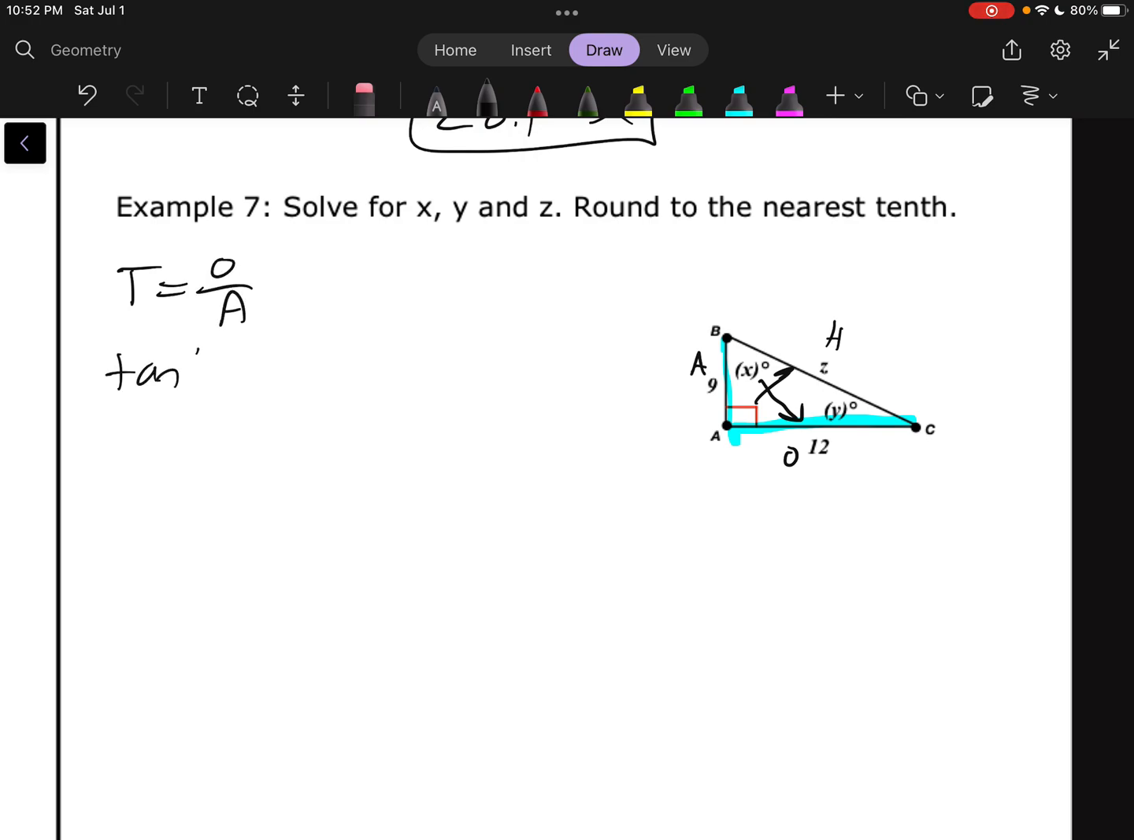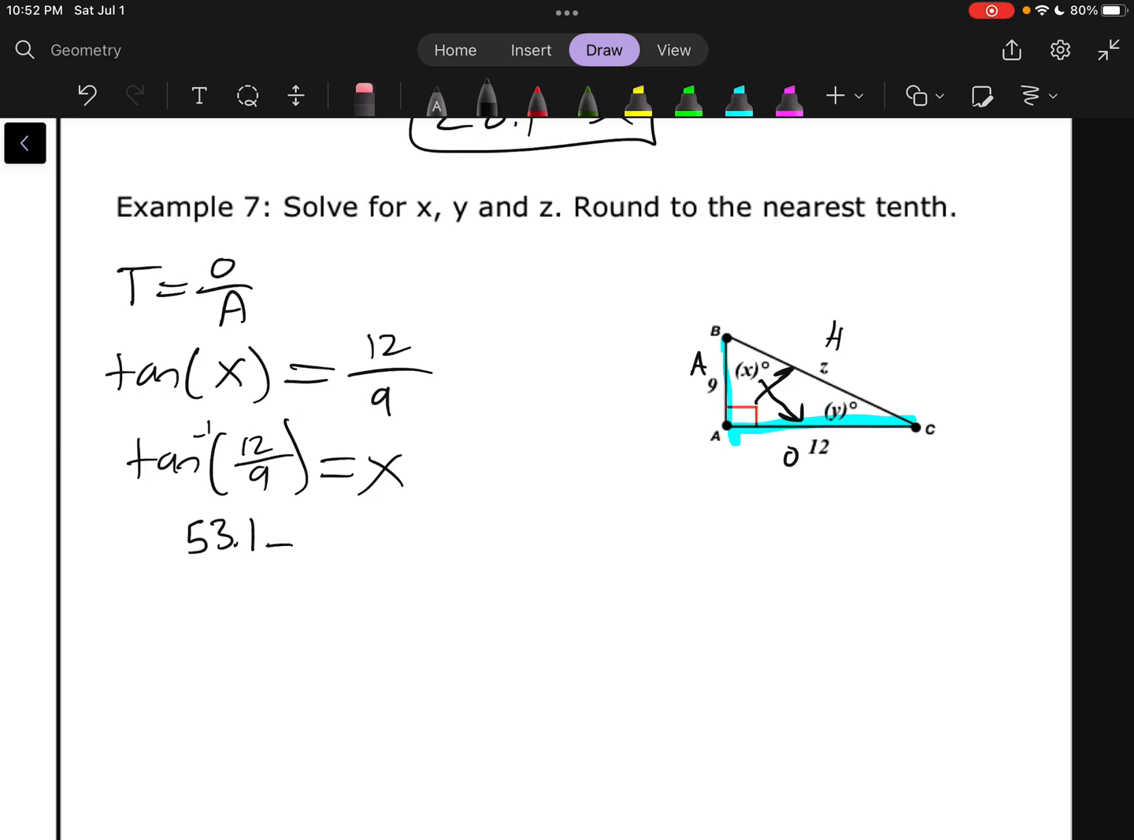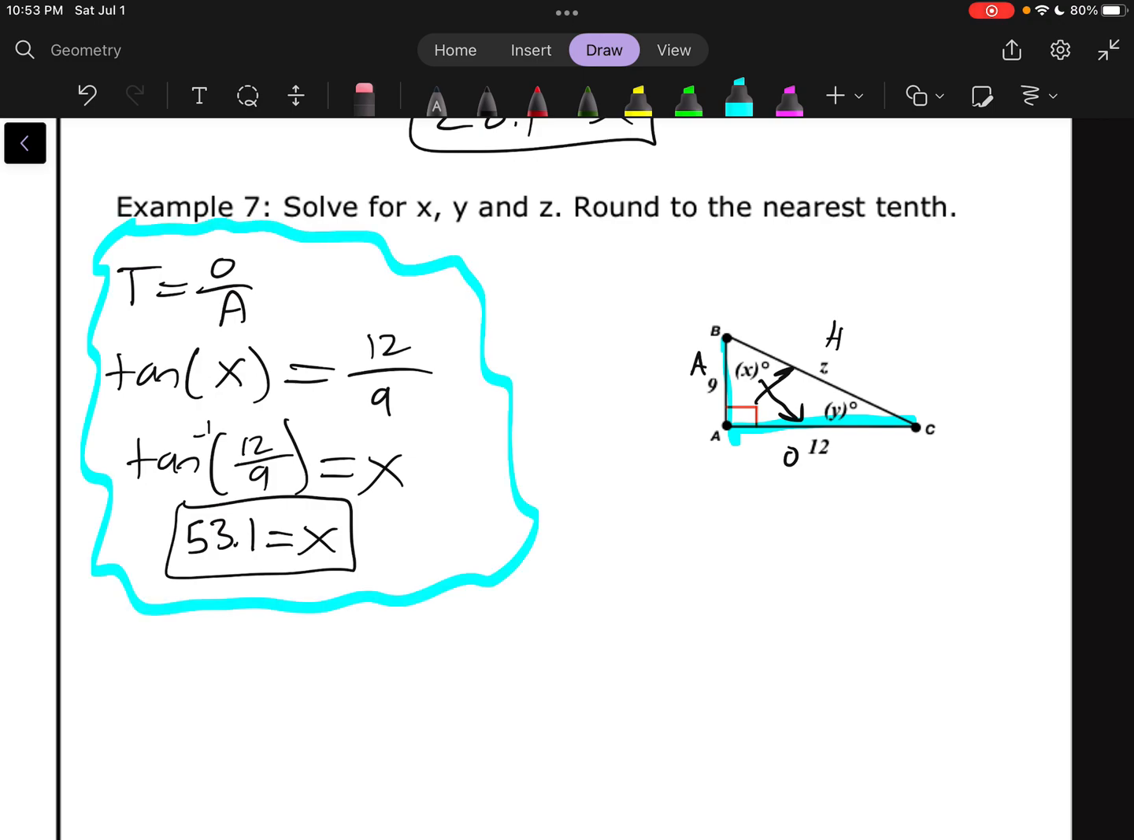So let's write it out. Tangent, parentheses equals ratio. Inside the parentheses always goes my angle. And this is O over A, 12 over 9. So if I want x, I'm going to switch to inverse tangent, plug in the 12 over 9, because I know that should spit out the angle for me. So let me type that in right now. Inverse tangent of 12 over 9 gives me 53.1. Okay, so part 1 done. I use those sides to get my x.